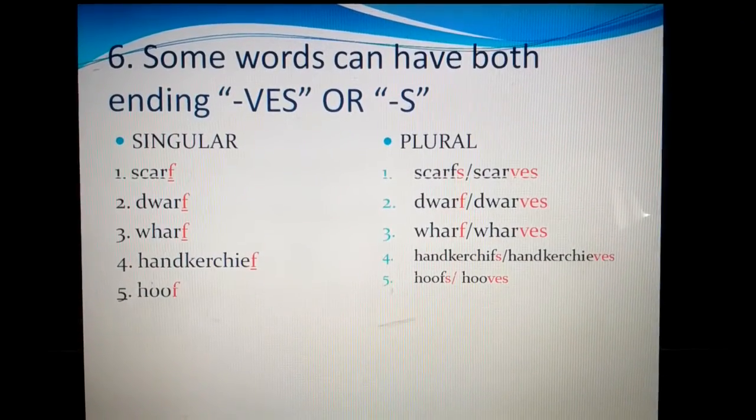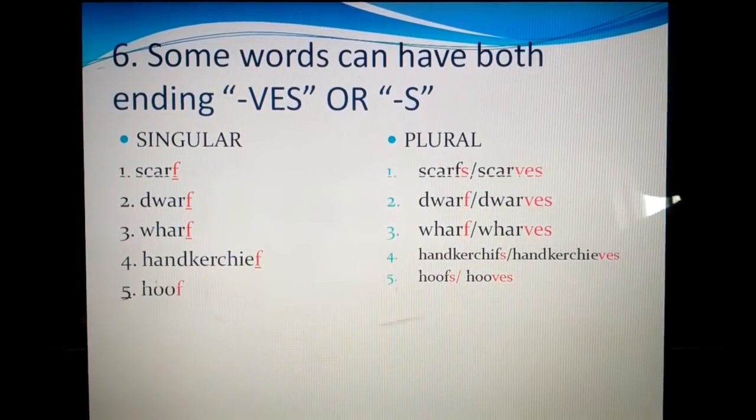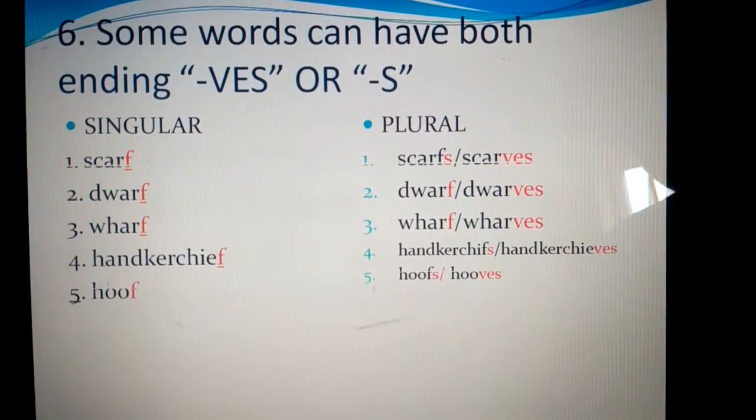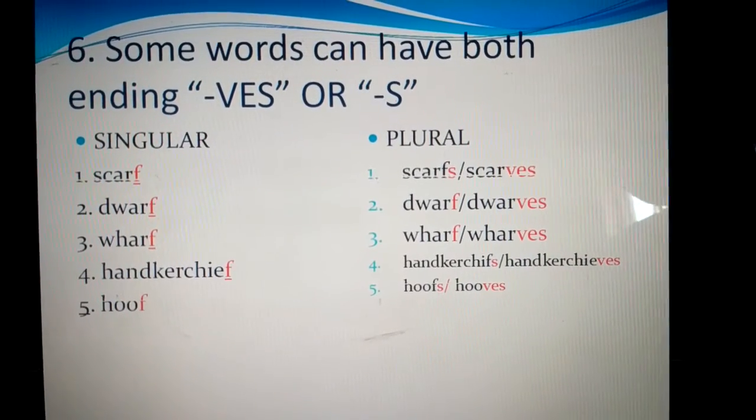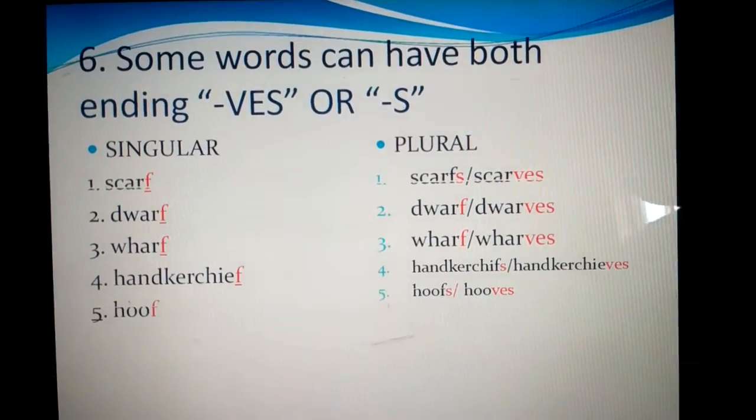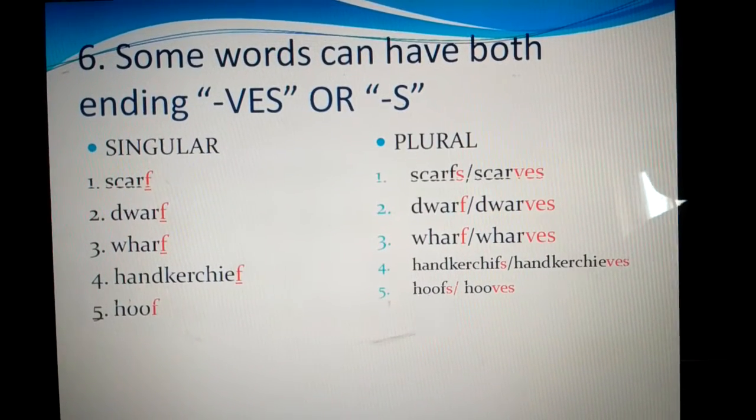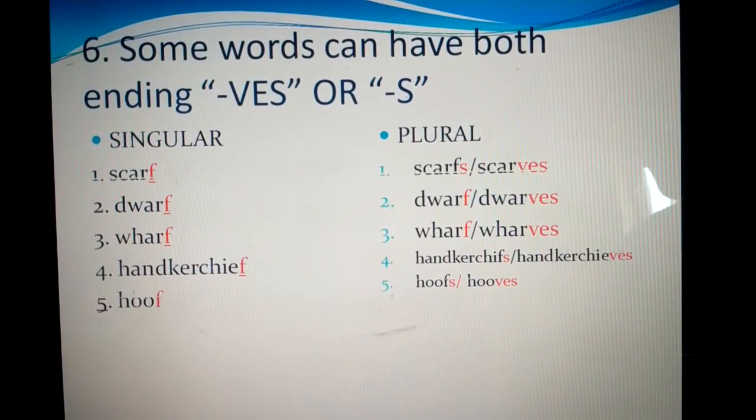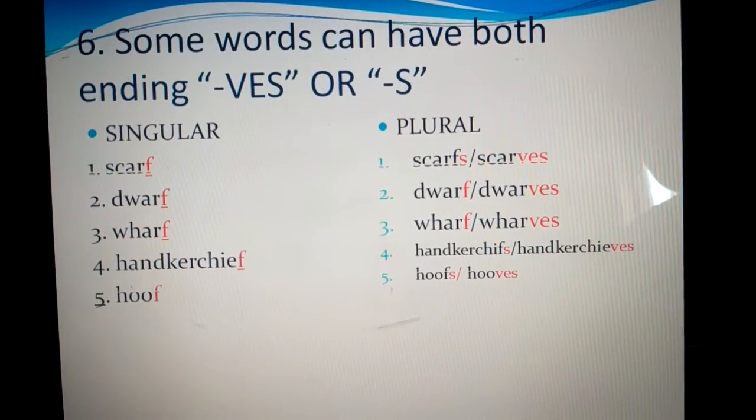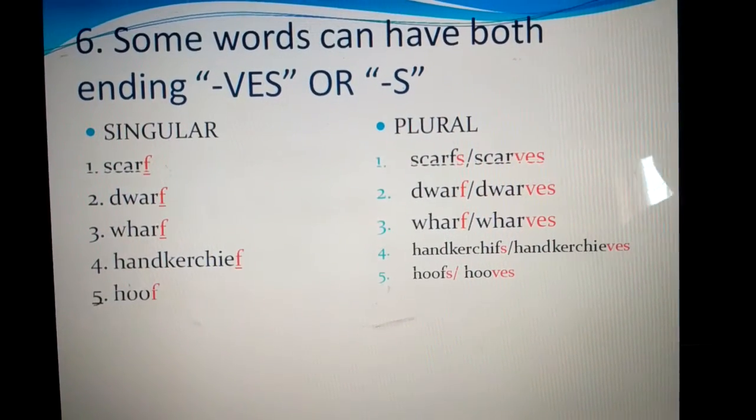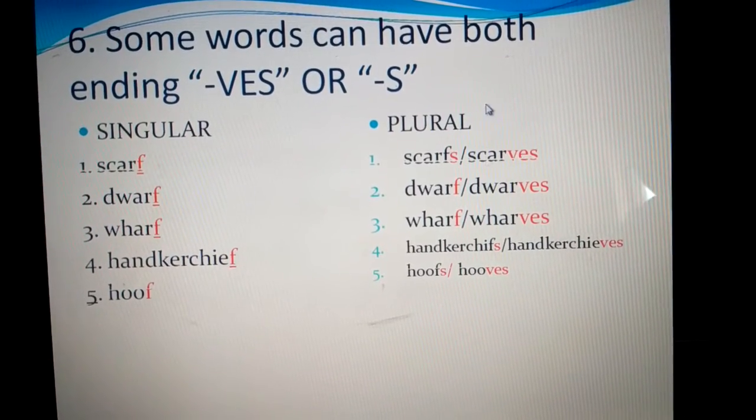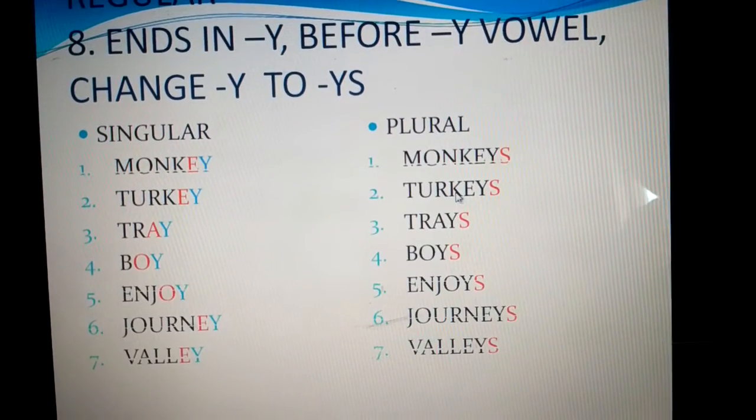Words that end in f, we can add either s or ves. Both we have to use. Both are correct. Scarf, scarfs, and then scarves also. Both are correct. Dwarf, dwarfs, it will be dwarves. Okay. In here it will be dwarves.